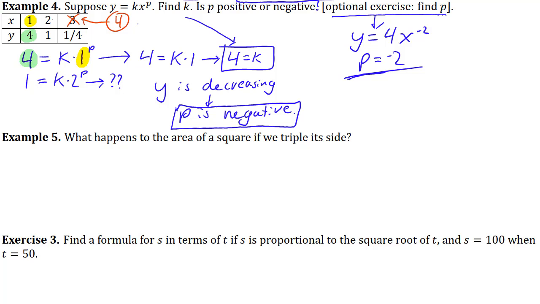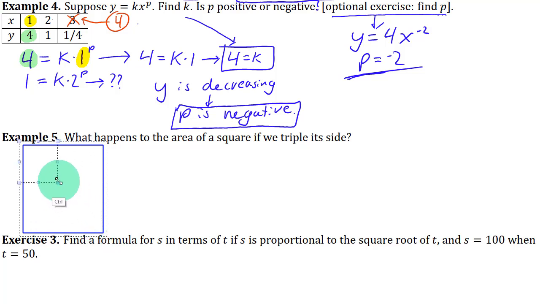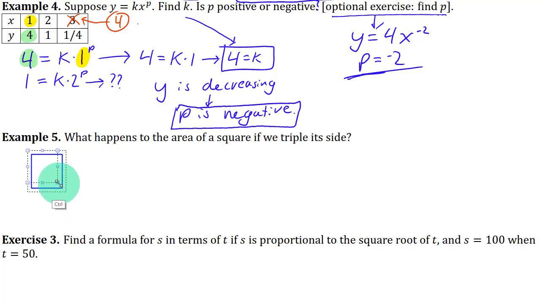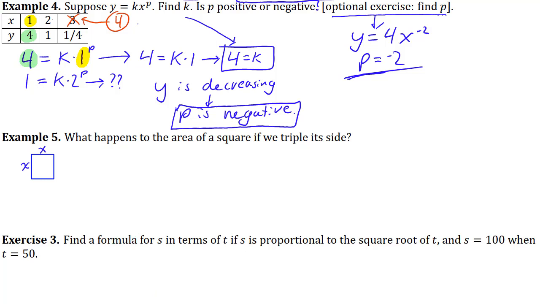So let's say you have a square. I'm going to draw a square here. Let's make it a little smaller. Okay, so this is the original square. Let's say that the side length is x. Then, if we triple the side, meaning I'm going to take it and stretch it out to make another square that is 3 times bigger. So the area is the length times width, x times x is x squared.